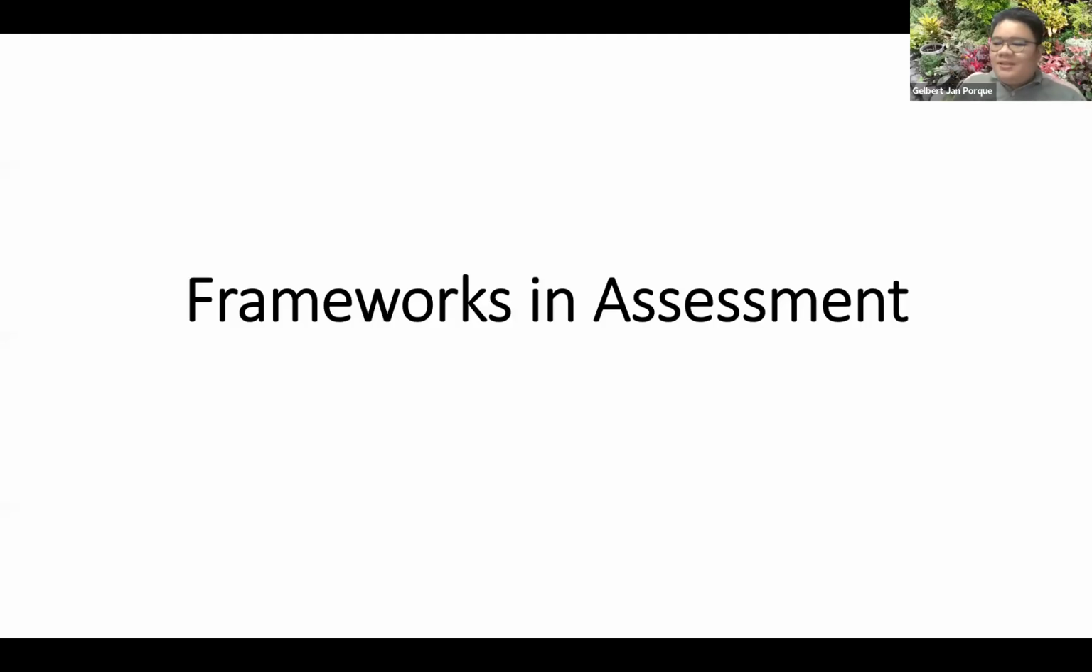Guys, I'll be talking about frameworks in assessment. So frameworks in assessment na, when I say framework, kumbaga parang basis siya as to how to do assessment. And you would notice that the reference text that we have actually discussed two ways, no? Two ways to view the frameworks in assessment. But actually there's a lot of them. But let's focus on these two.